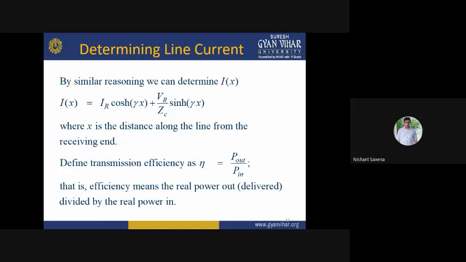Now, defining the transmission efficiency, we know that eta, the efficiency factor, is equal to P out upon P in. That is the real power output delivered to the real power input, that is, how much is being fed into the transmission line.